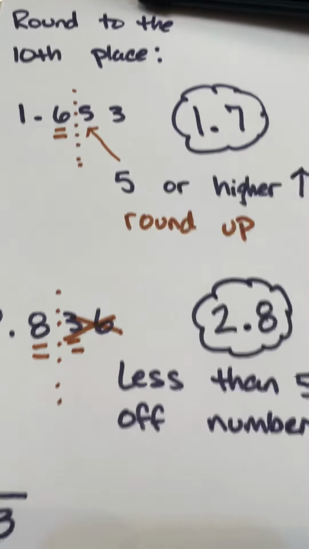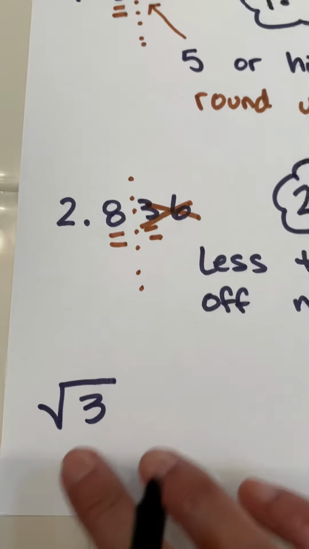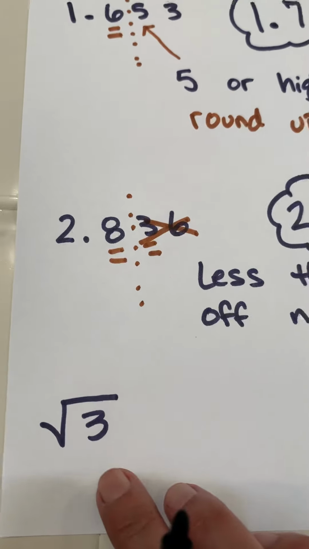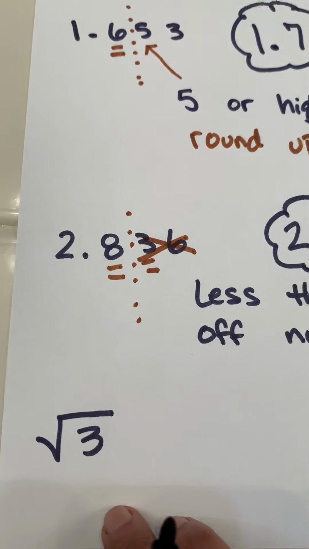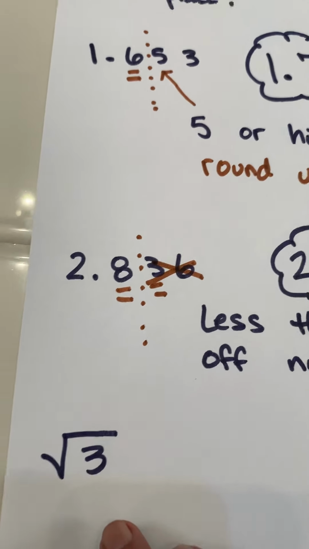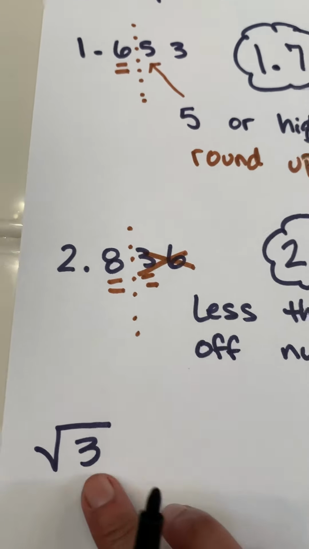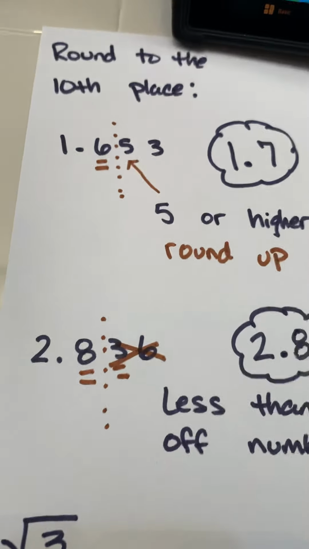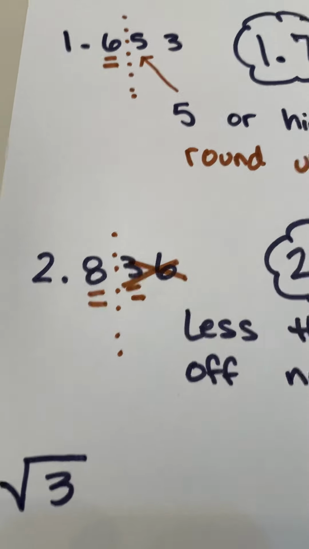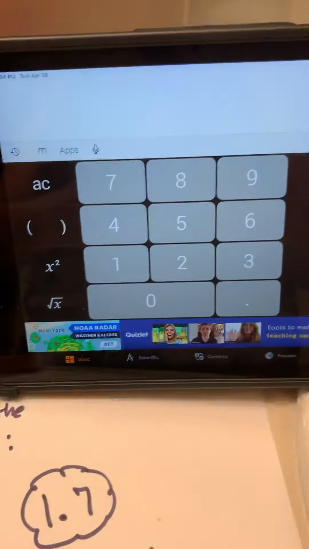In today's lesson, you're going to be finding the square root of irrational numbers. Irrational numbers are the ones that are not perfect squares. A perfect square would be, find the square root of 16, find the square root of 25. Those are perfect squares, but the square root of 3 is not a perfect square root. You're going to be using your calculator for this activity.